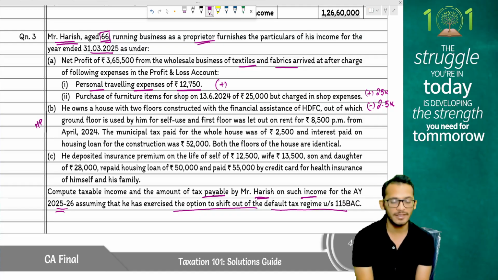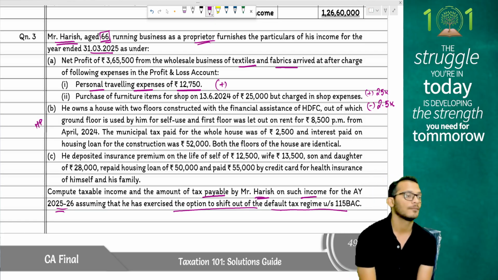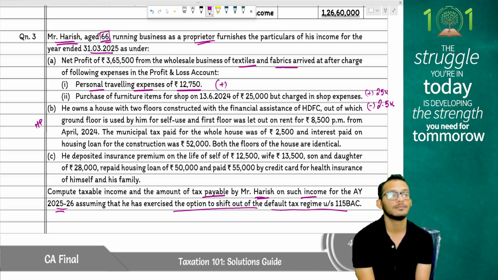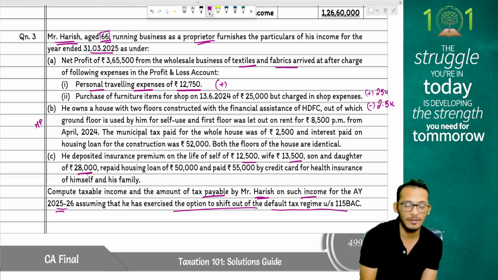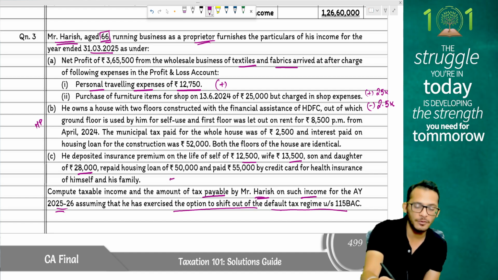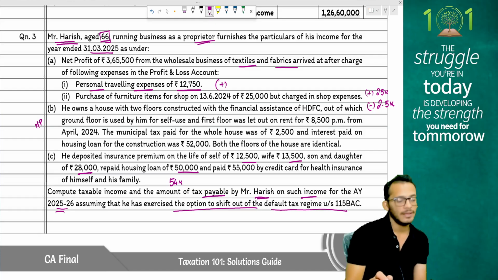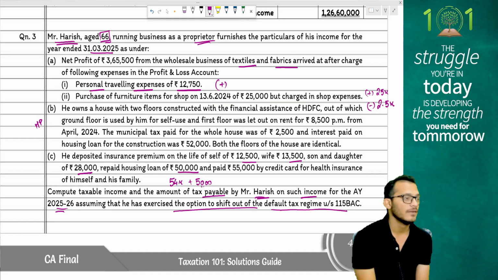Then he has deposited insurance premium on the life of self of 12,500, wife of 13,500 and daughter of 28,000 rupees. All these are life insurance, Section 80C. 12,500 plus 13,500 plus 28,000 gives me 54,000. So I am getting a deduction of 54,000 under 80C. I have also repaid housing loan of 50,000. This is also 80C. The total becomes 1,04,000. Still within the limits, no problem.